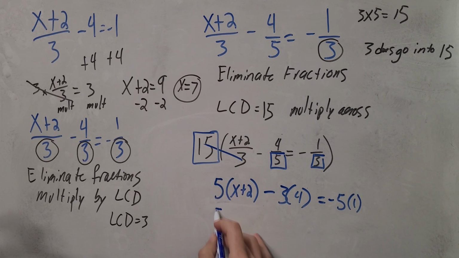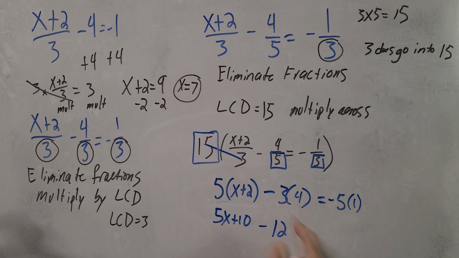Let's distribute the 5. We have 5x plus 10 minus 12. That's the 3 times 4, and then is equal to a negative 5. We could combine the 10 and the negative 12. So it's 5x minus 2 equals negative 5. We can add 2 to both sides. Oh, I think I'm off the board. Yes. All right.